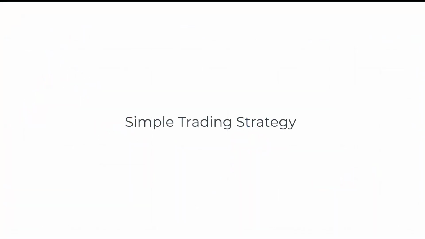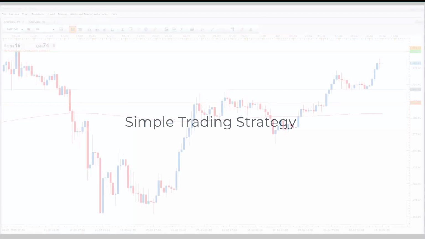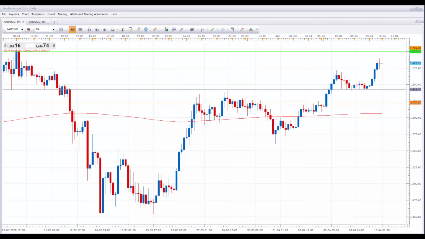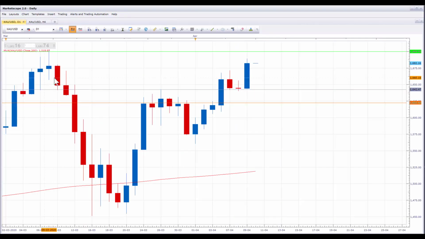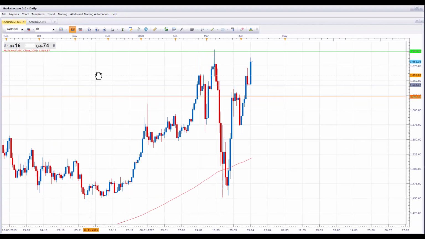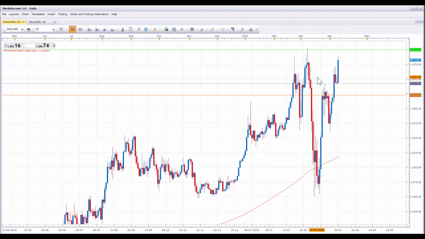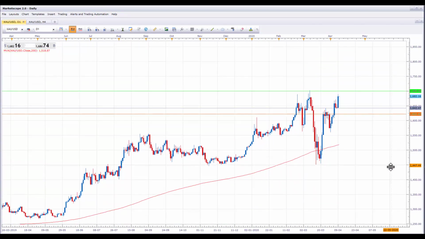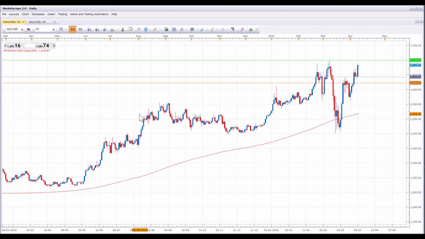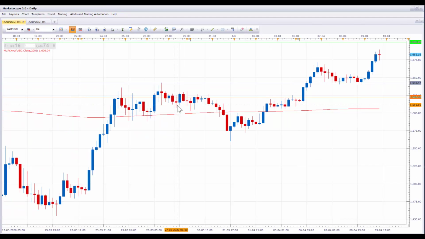As I mentioned earlier, I'll teach you one simple strategy of mine which I have used very consistently over a period of time, and that is with moving averages. Let's take a look at this example. The gold to US dollar chart on the daily shows an uptrend based on the 200 SMA that I'm using. Similarly, the 4-hour chart is also in an uptrend, and the 1-hour chart also indicates an uptrend.